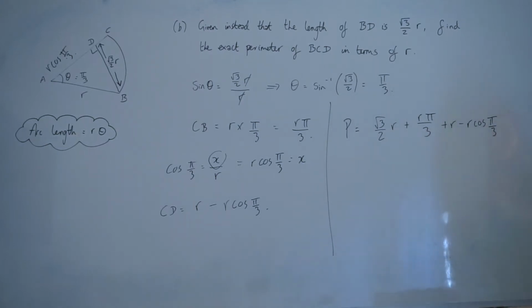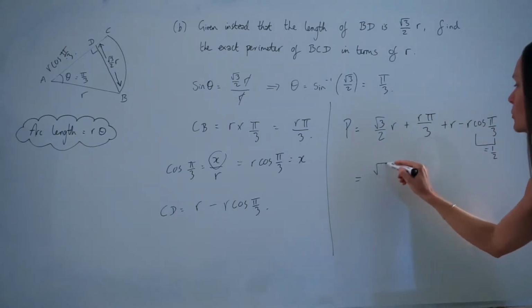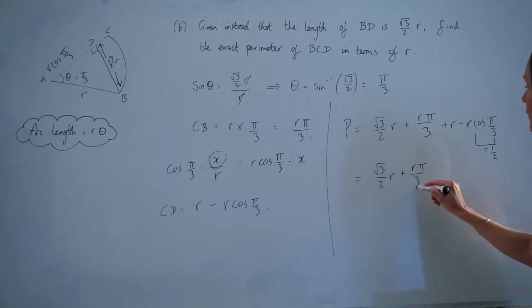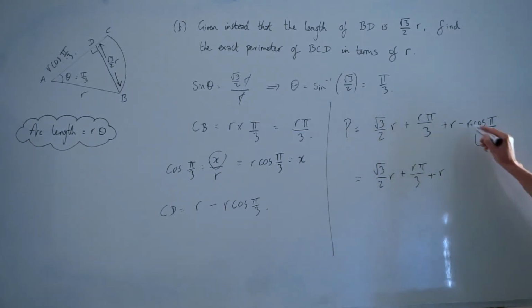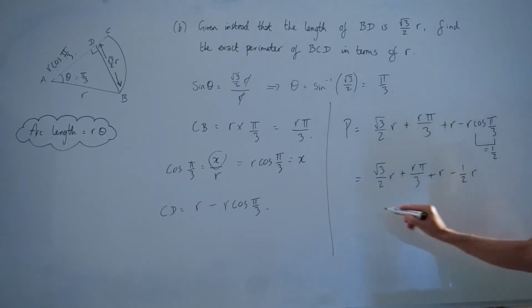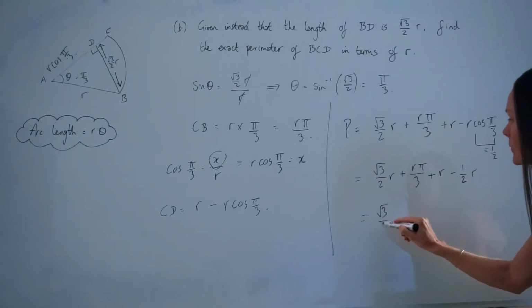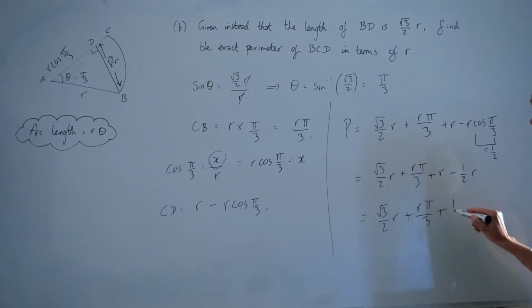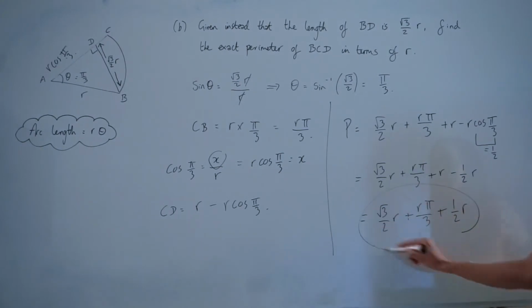Now we just have to simplify this. You can actually work this out. Cos a third pi is equal to a half. So this is going to simplify to root 3 over 2r plus r pi over 3 plus r minus a half r. You can simplify these two terms at the end. If you have one r and you take away a half r, you're left with a half r. So the final answer, the perimeter of the shape, is here.